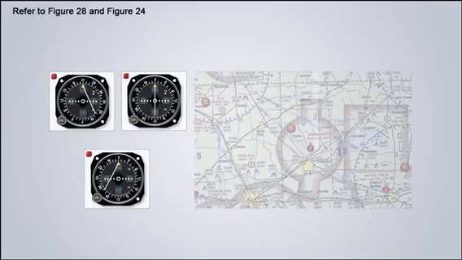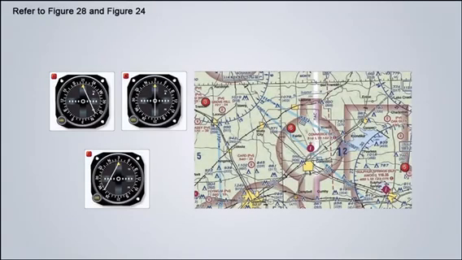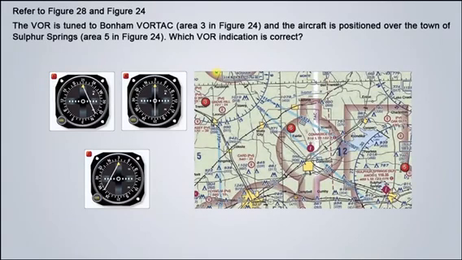Finally, let's go over the toughest of the questions involving Figure 28. This one says, refer to Figure 28 and Figure 24. The VOR is tuned to Bonham VORTAC, Area 3 in Figure 24, and the aircraft is positioned over the town of Sulphur Springs, Area 5 in Figure 24. Which VOR indication is correct? With the answers being 1, 8, or 7.